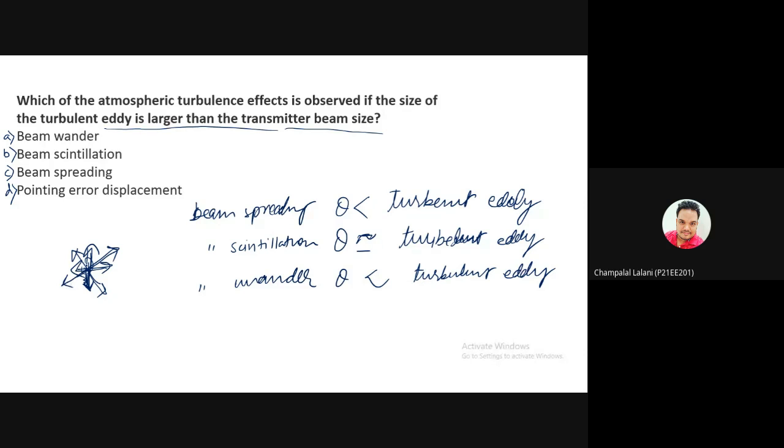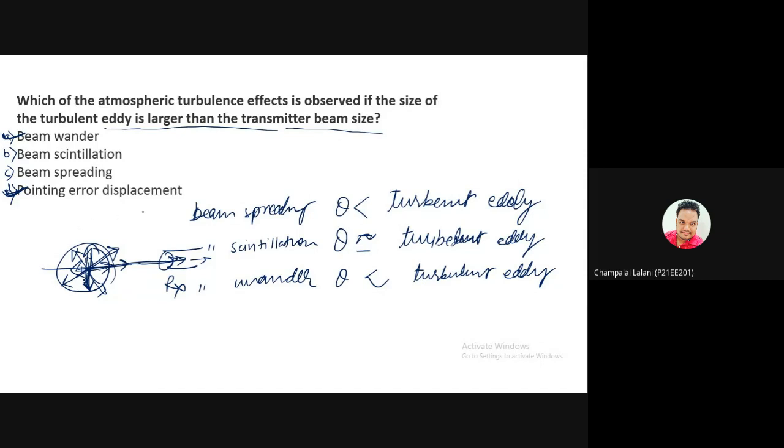So when the beam is moving, suppose the beam is going like this, moving up and down, and we have a receiver here. So what will happen? Will the light be able to point properly at the receiver? No. So what kind of error may it have other than beam wandering? Pointing error displacement. So it will have two answers: one is pointing error displacement, and second is beam wandering.